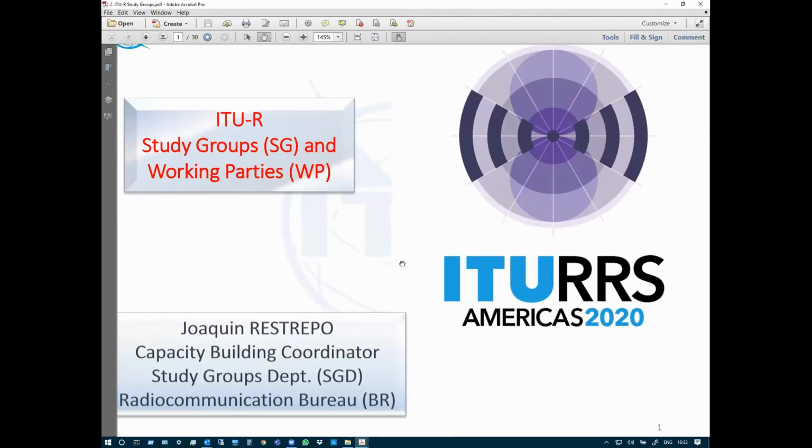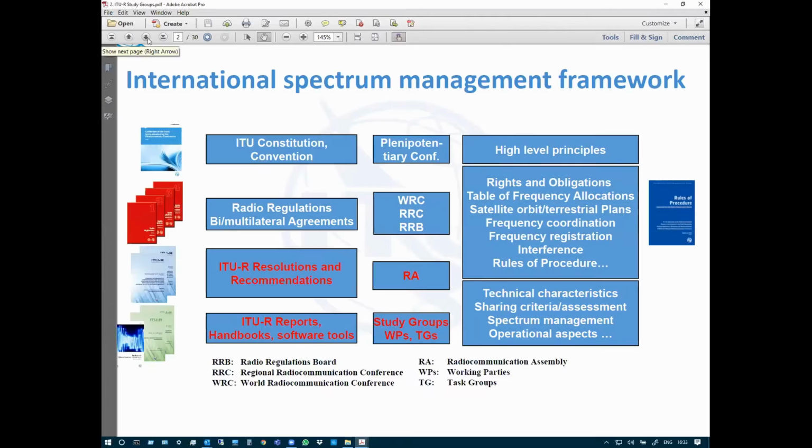Now I'm going to give a description of the composition, activities and publications of the ITU-R study groups and their associated working parties. So we had explained it.